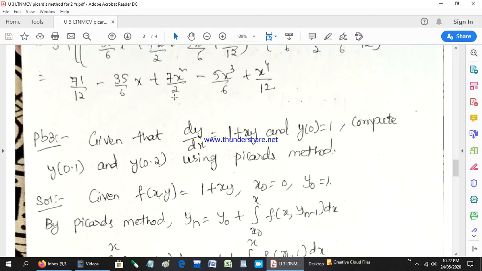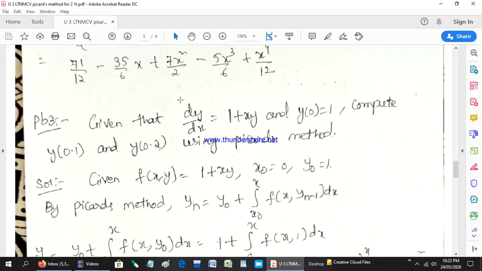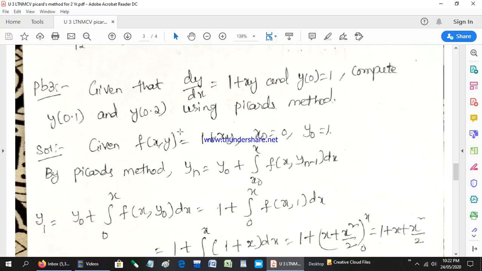We don't have anything to compute y for given x, only the approximations are asked. So third approximation can be considered as a concluding approximation for the given problem. Now see another problem here. Given that dy by dx is equal to 1 plus xy and y of 0 is equal to 1. Compute y of 0.1 and y of 0.2.